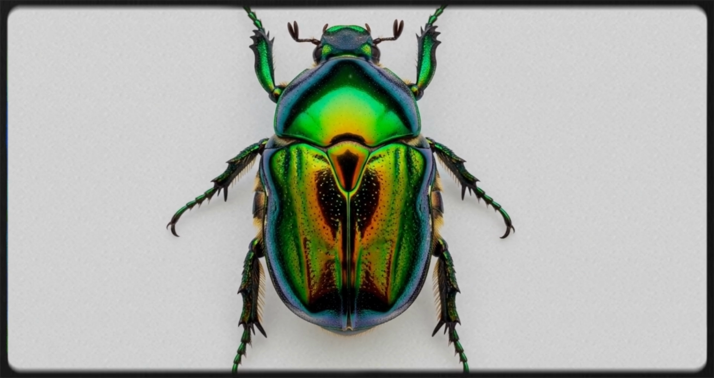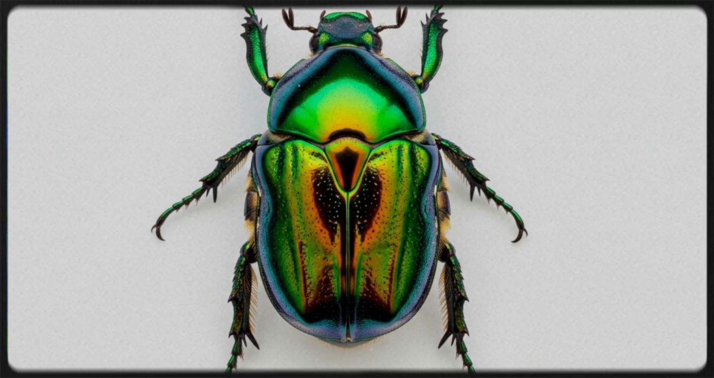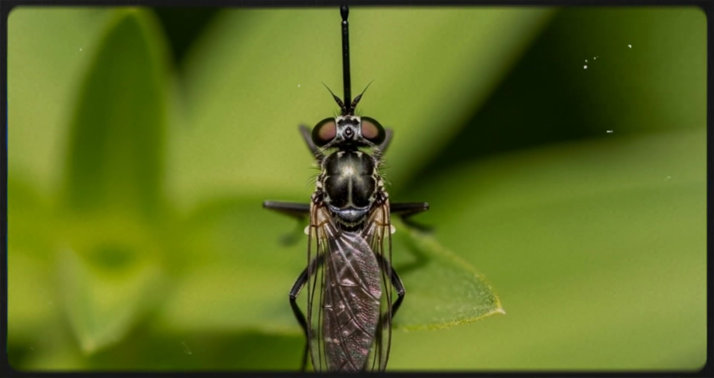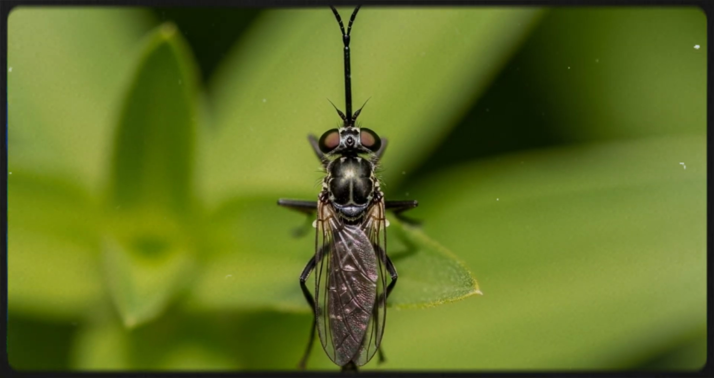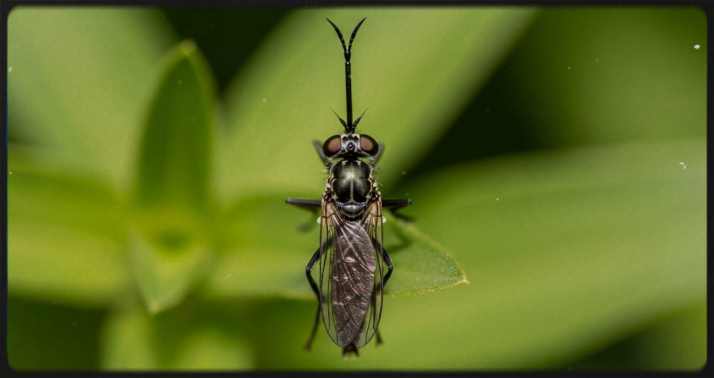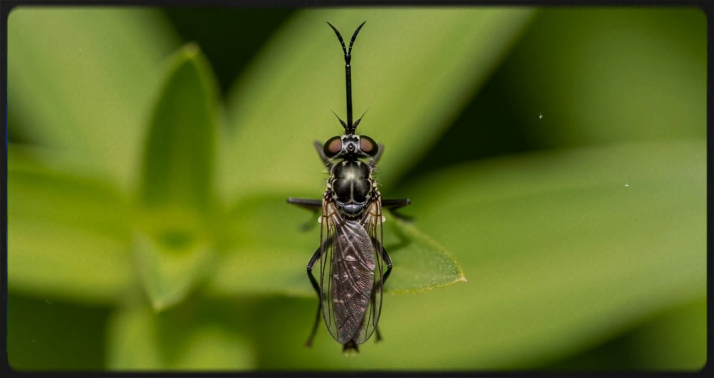Instead, the ocelli function as rapid horizon detectors. They are very sensitive to changes in light intensity across a wide visual field. They help insects maintain their orientation relative to the horizon and detect rapid changes in illumination, such as the shadow of a predator.